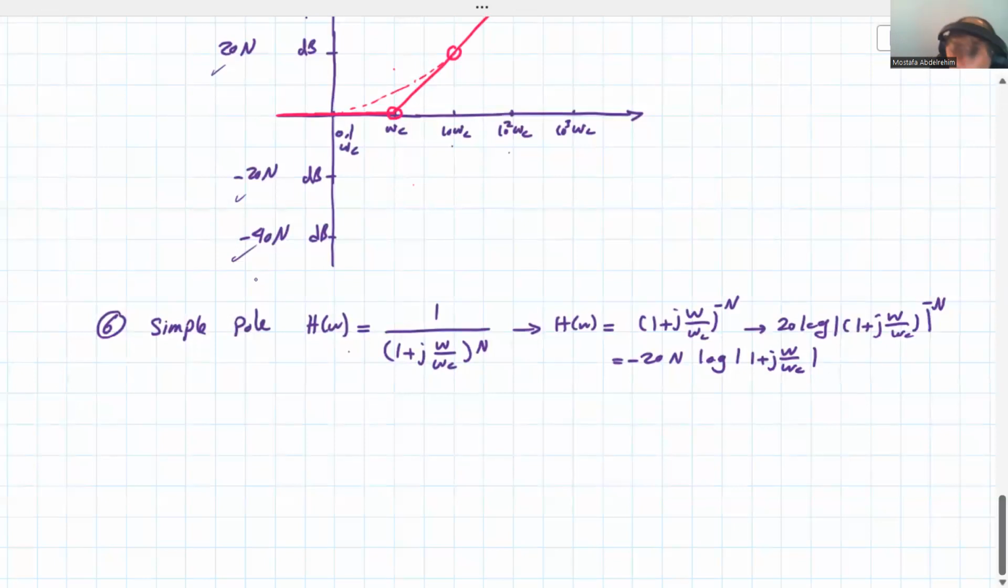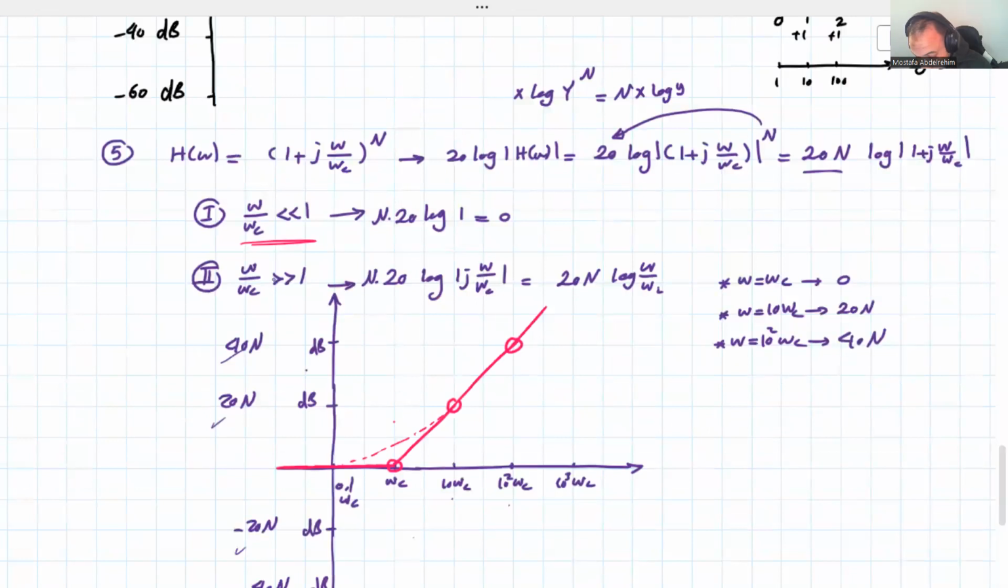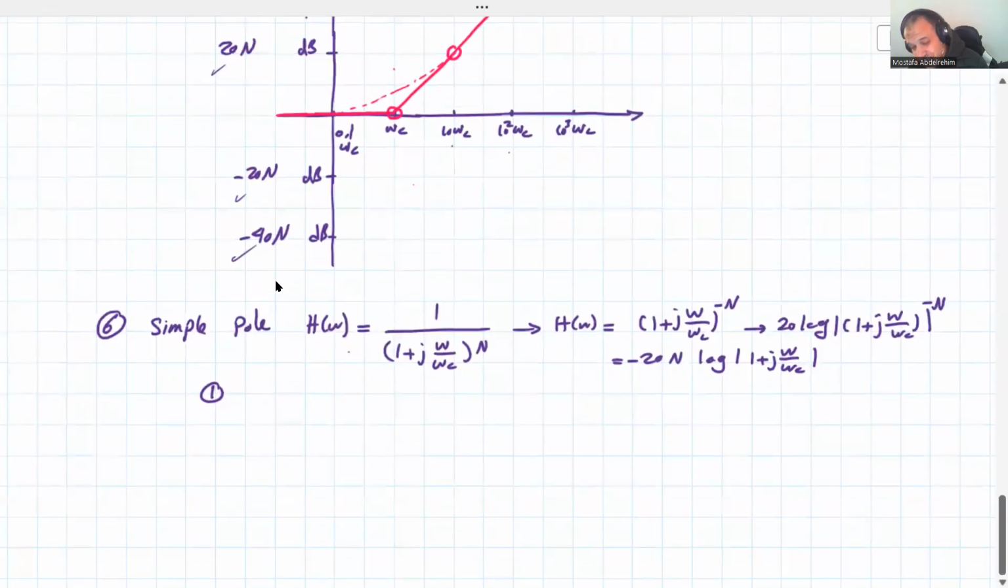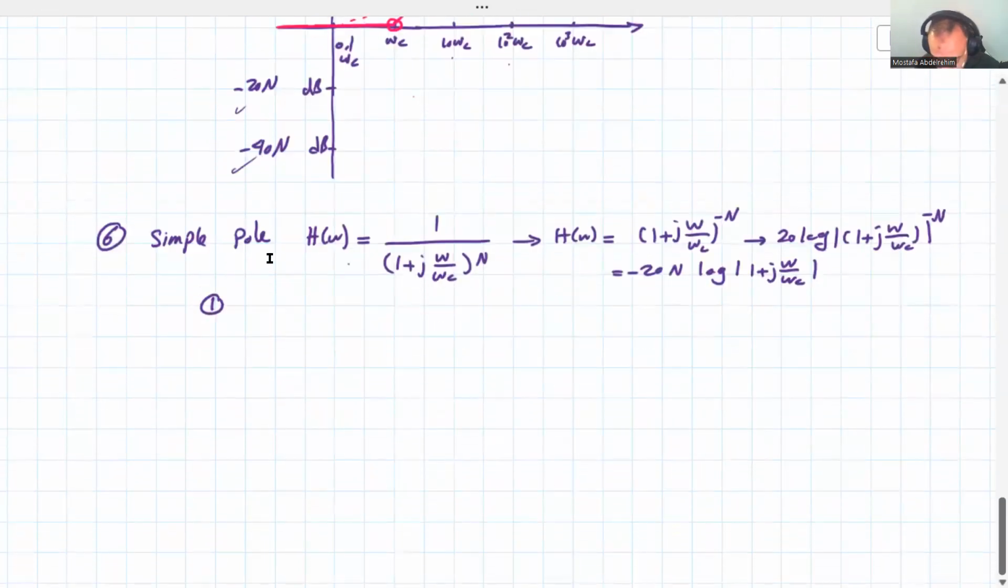Again, we have two cases, exactly the same. It would be exactly the same as this one. Look, here we have 20n log 1 plus j omega over omega c, and here minus 20n. So everything will be the opposite. I'm going to show you now.